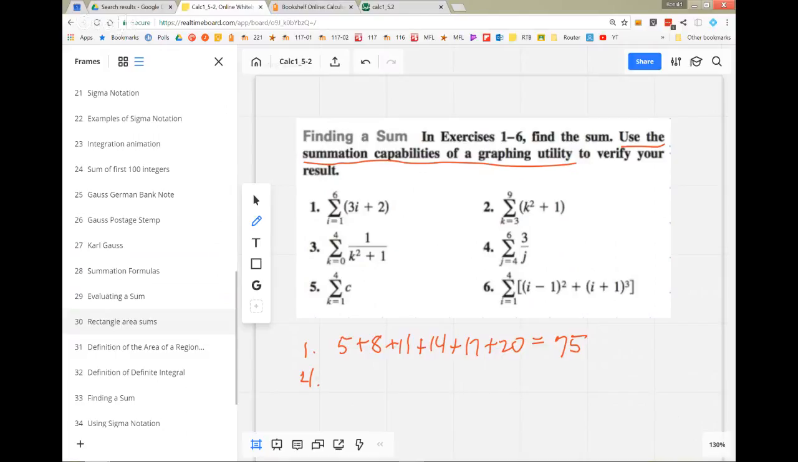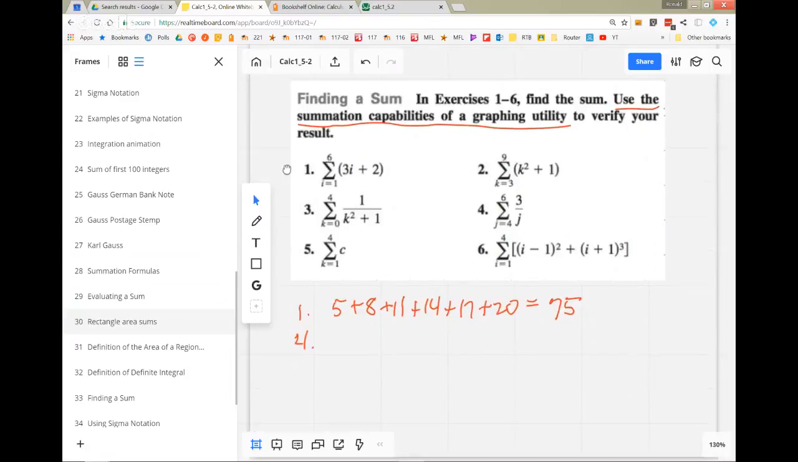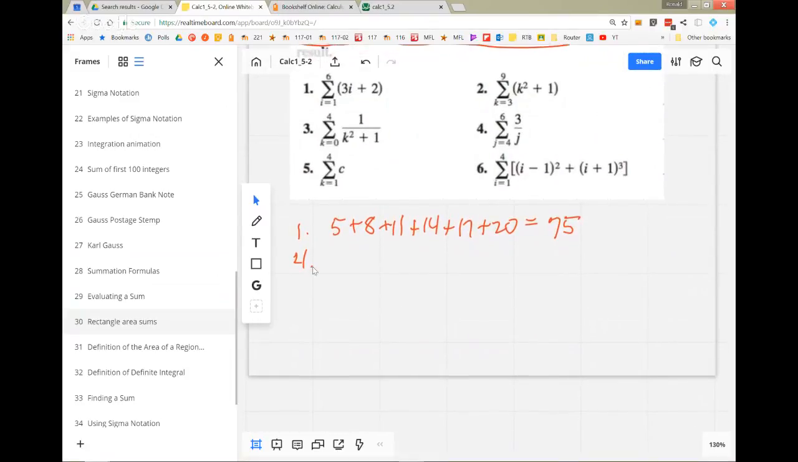Okay, number 4, we have, make this go a little higher. So on number 4, J starts off at 4 and it goes to 6. So basically, we're going to be doing 3 over 4 plus 3 over 5 plus 3 over 6. That's it, from 4 to 6. We got it. Now, let's add those together.